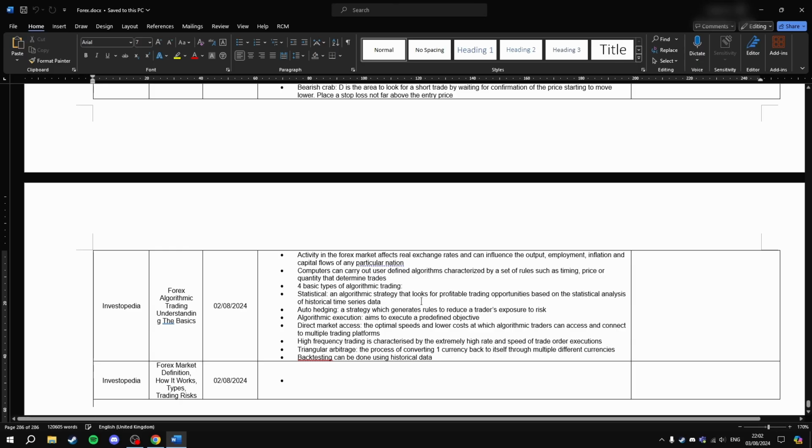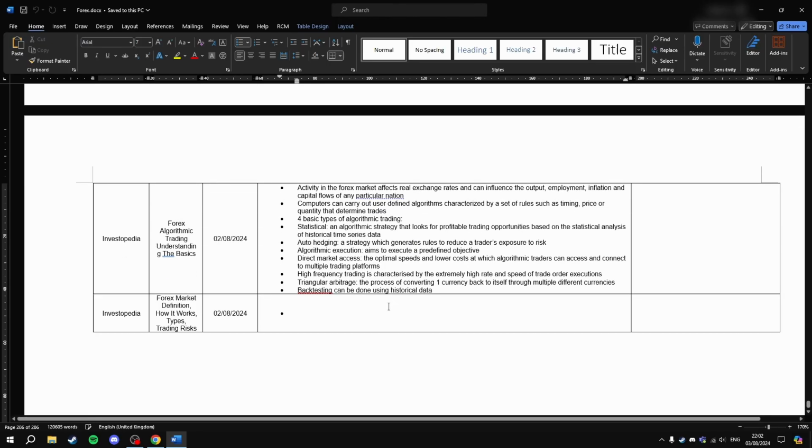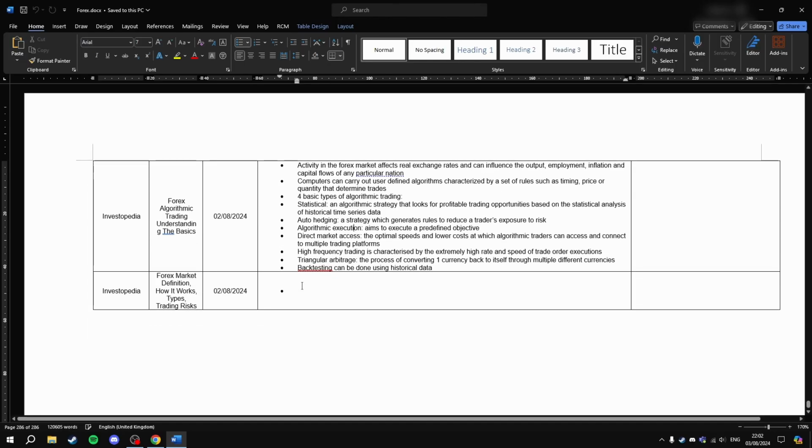We went through four basic types of algorithmic trading. Statistical, which is an algorithmic strategy that looks for profitable trading opportunities based on the statistical analysis of historical time series data. Auto hedging, a strategy which generates rules to reduce the trader's exposure to risk. Algorithmic execution, which aims to execute a predefined objective. And direct market access, the optimal speeds and lower costs at which algorithmic traders can access and connect to multiple trading platforms. Also, a subcategory of algorithmic trading, high frequency trading, is characterized by the extremely high rate and speed of trade order executions.